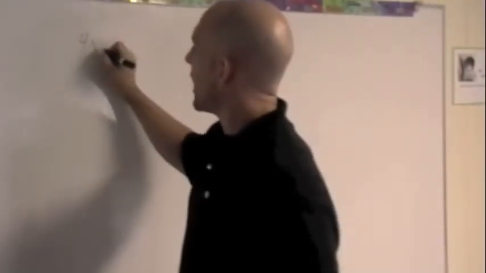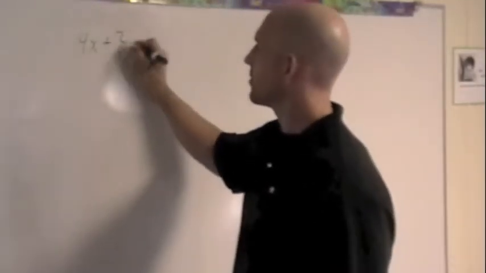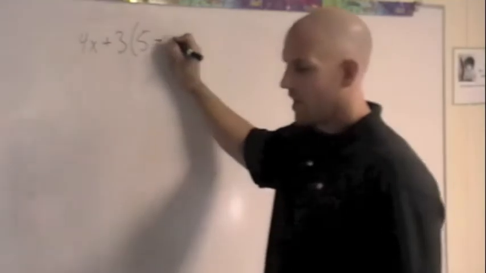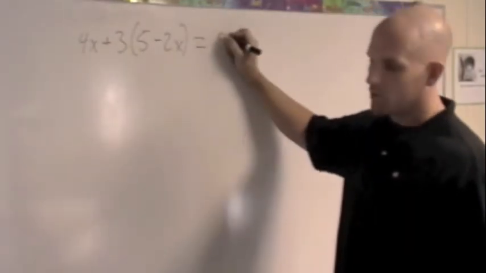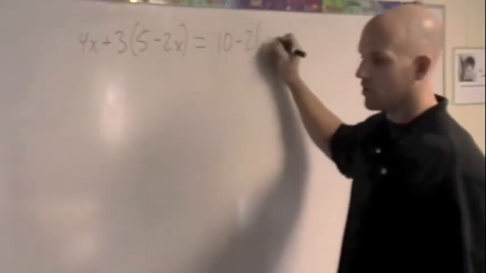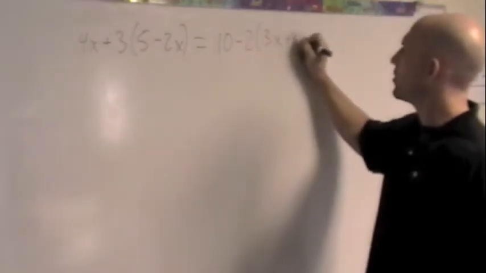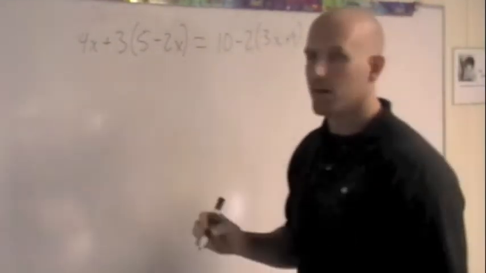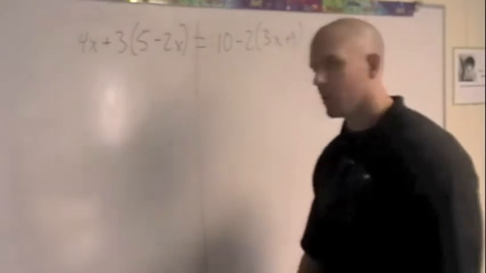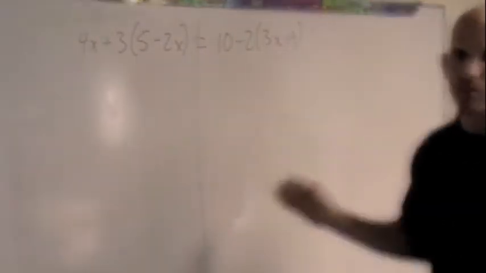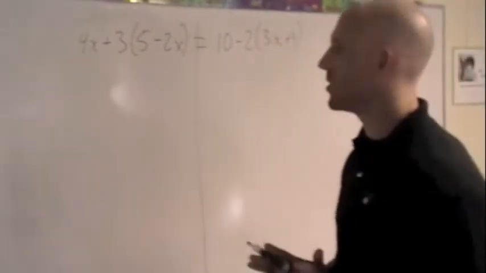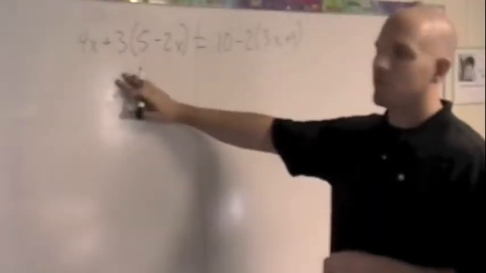If I have 4x + 3(5 - 2x) = 10 - 2(3x + 4), I've got a lot going on. Well, I still know that it gets cut into two sides, left and right, opposites, always what we want to work with. I have an expression on each side.